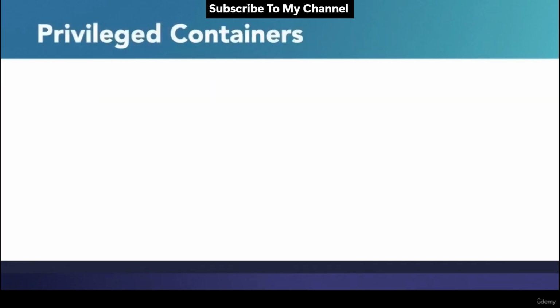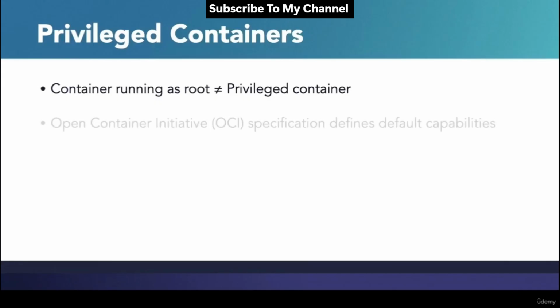Let's talk about another level of privileges that a container can be granted. It's a common misconception that a container running as a root has the highest level of privileges. But that's not true. Recall from prior chapters the list of capabilities that can be added to or dropped from a Linux process. Open Container Interface, or OCI specification, defines a set of capabilities that are granted to a container by default. Let's take a quick look at them.